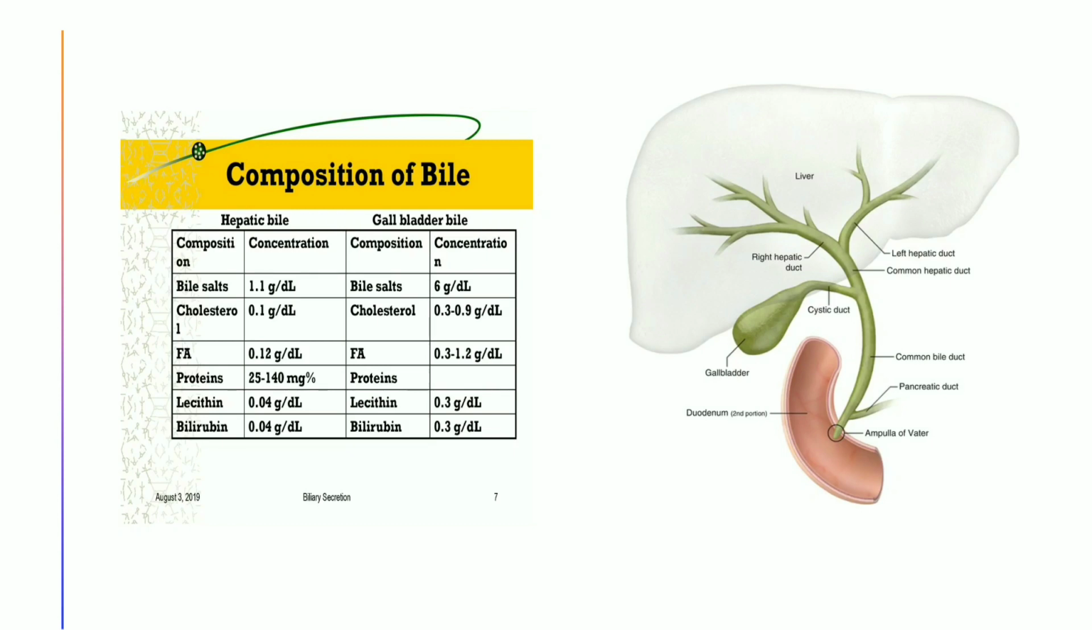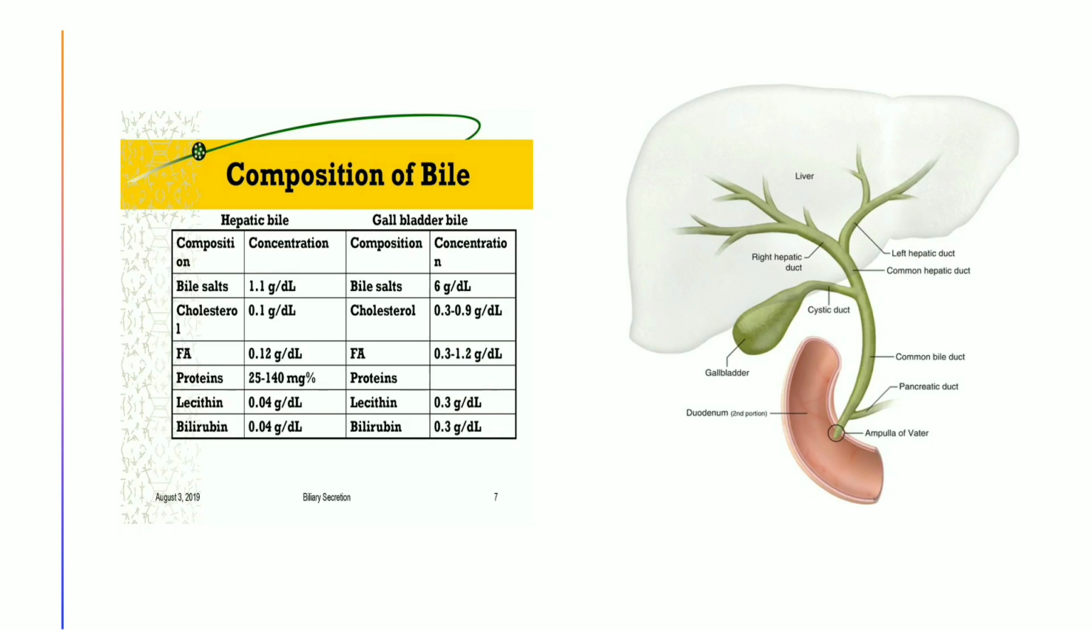We know from the anatomy that the right and left hepatic ducts join to form the common hepatic duct. This common hepatic duct joins with the cystic duct that is coming from the gallbladder, and they form the common bile duct. Now this common bile duct will combine with the pancreatic duct. On the right hand side you can see the picture, and it opens at the second part of the duodenum, that is the ampulla of Vater. In this way bile goes to the second part of the duodenum.